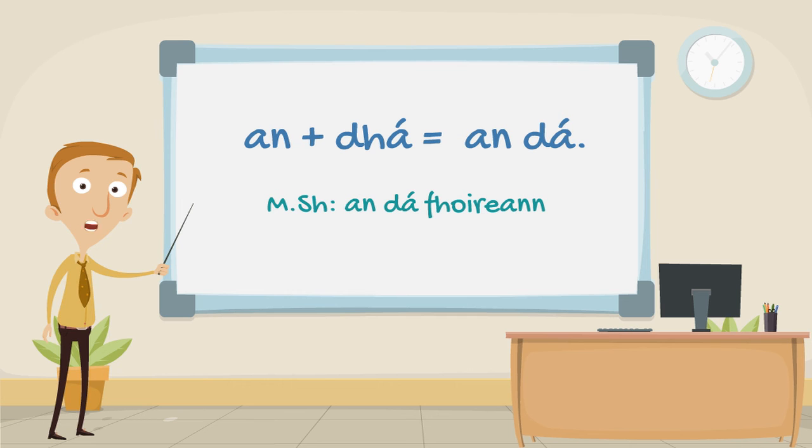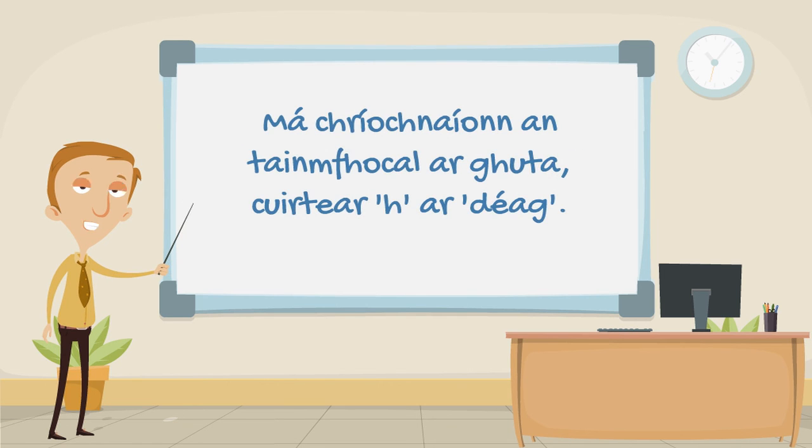One final point is that for the teen numbers, if the noun ends with a vowel, the word deag takes a shayvu. Otherwise, it remains the same.